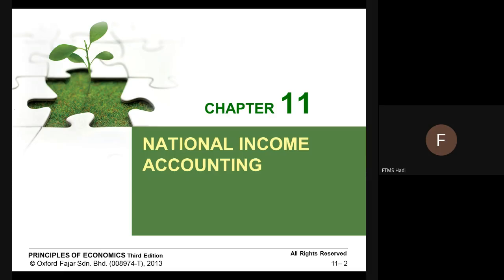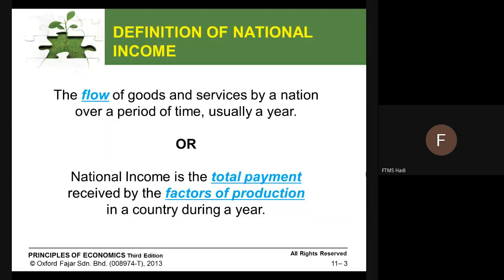So this second part, second chapter, as you can see, this slide says chapter 11 because the book that I use, Principles of Economics, has two parts, which are microeconomics and macroeconomics. So this chapter 11 is in the second part of the book, which is macroeconomics. The second chapter that we will cover is national income accounting. We will go into depth on what national income accounting is all about.